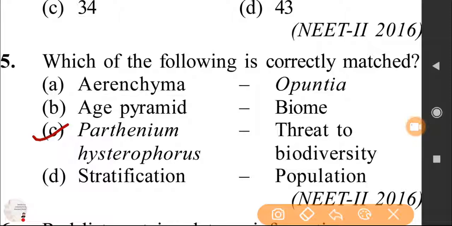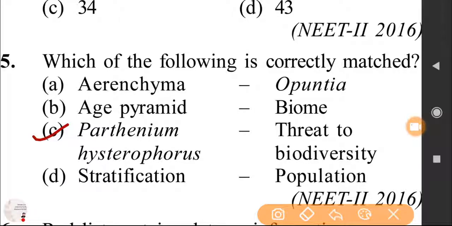Actually, this Parthenium hysterophorus is commonly known as Congress grass. Sometimes this name is also asked in exams. Congress grass or carrot weed. It is a herbaceous annual plant of family Asteraceae. Yes, you have to understand that it is an invasive species.